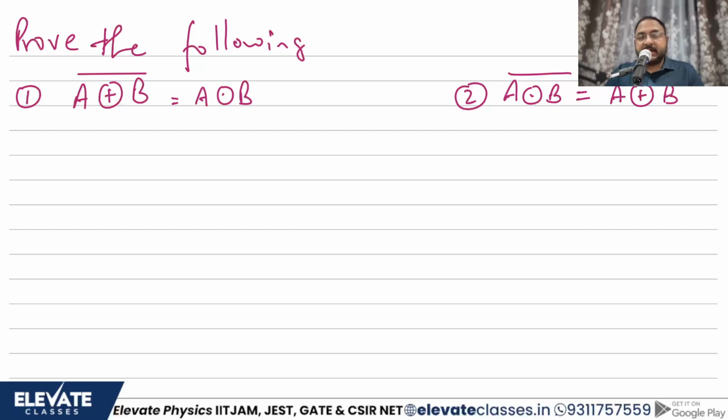Okay. So let's start as all proofs start. We can start with LHS or RHS. I'll start with the LHS. What is LHS? LHS is A XOR B complement. First, let me write the A XOR B part. How do we write A XOR B? We can write this as A bar B plus A B bar.